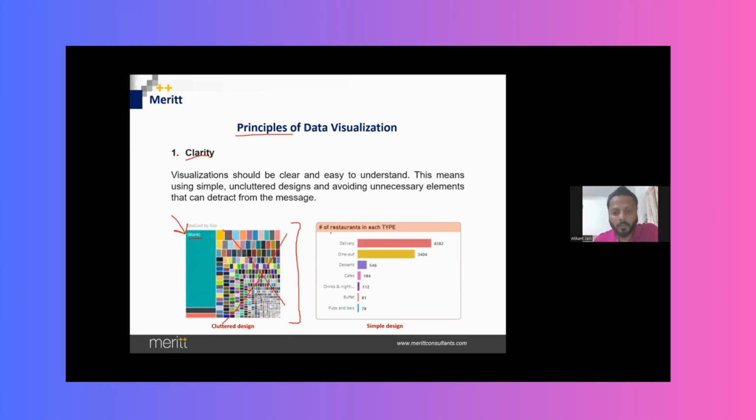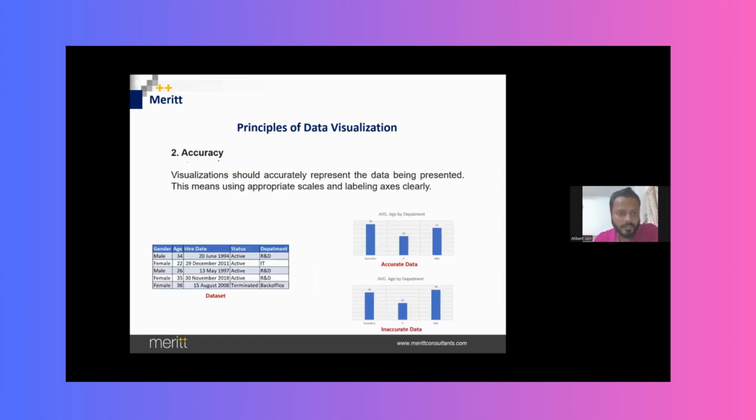For example, you want to understand the number of restaurants in each type, so this is my bar chart. From here you can easily tell me that delivery contributes the maximum with 4382, second is dine out. This is how visualizations should be done. They should be clear and easy to understand. We want uncluttered designs, simple, and we don't want to go into unnecessarily complex visuals.